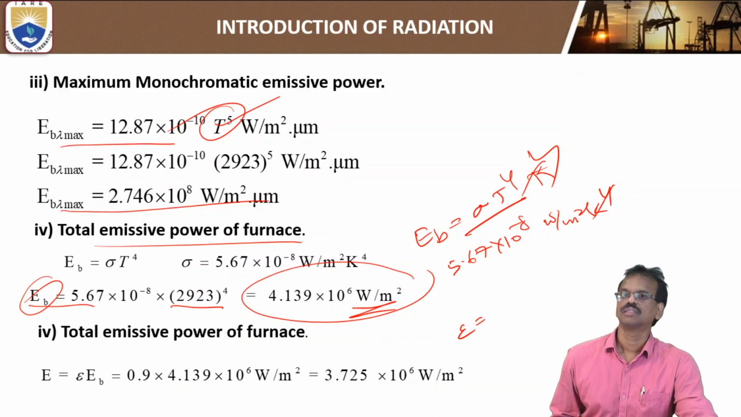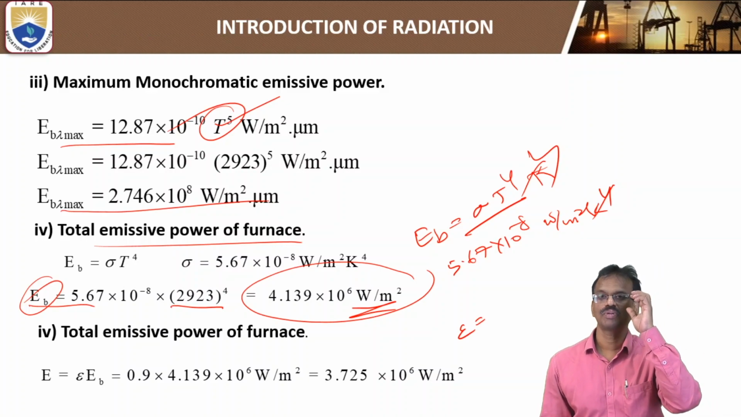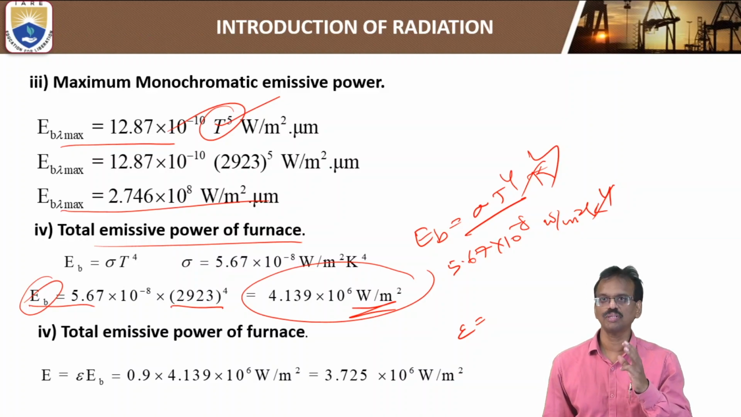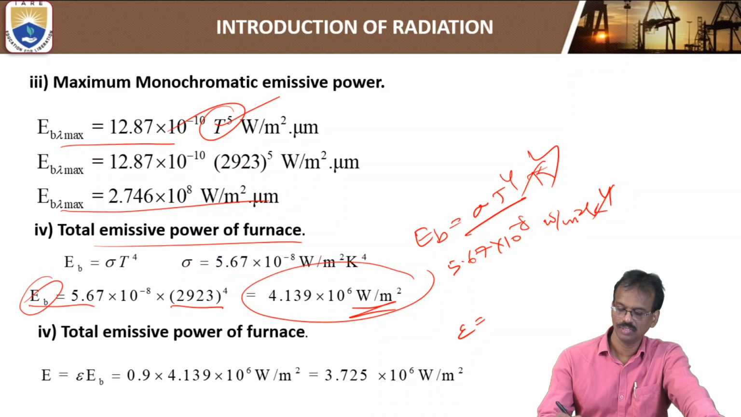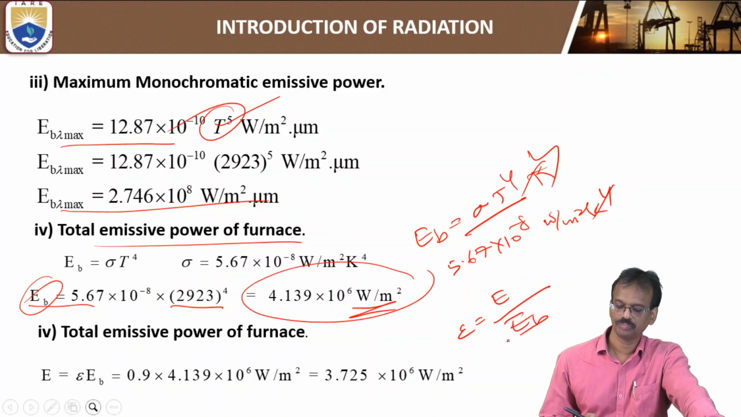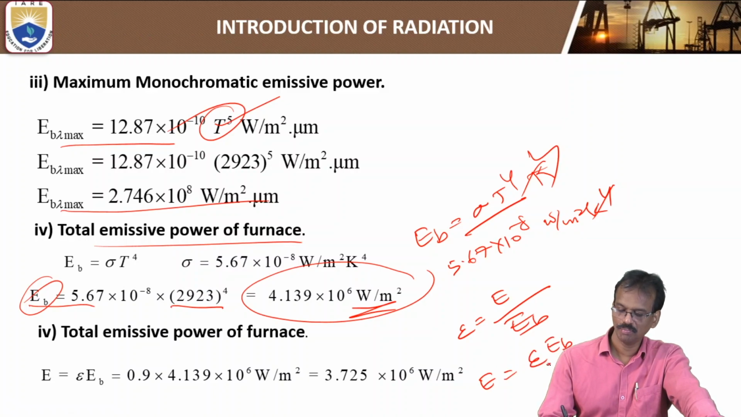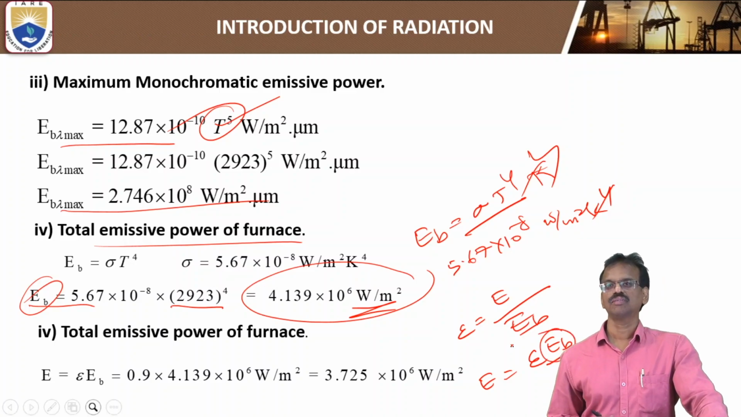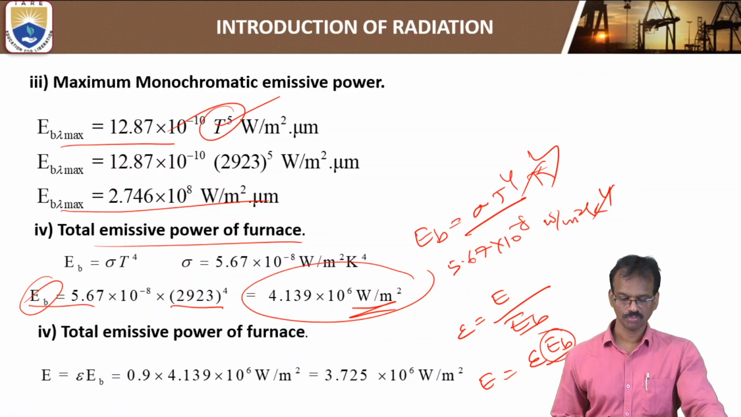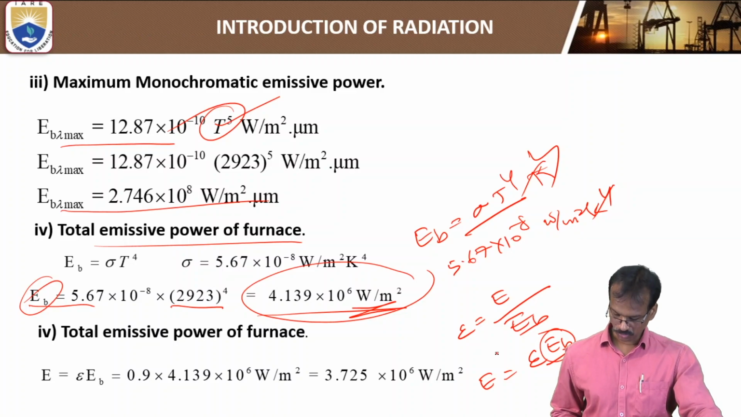Emissivity is equal to the total emissive power of any surface by the total emissive power of the black surface. So you know that E by E_b is the emissive power of the gray body by the emissive power of the black body. Then the emissive power of the gray body is equal to epsilon into the emissive power of the black body. The emissive power of the black body is already derived by the Stefan-Boltzmann law, so the value of that is 4.139. Epsilon value is equal to 0.9. If you substitute those values, you will get the final value.